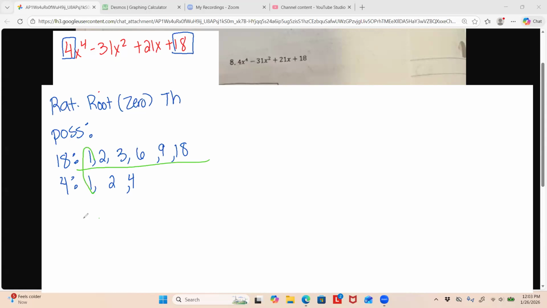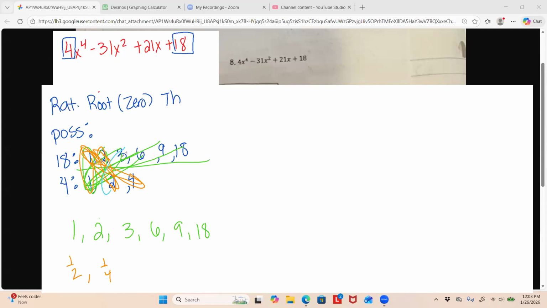So 1 divided by 1 is 1. 2 divided by 1 is 2. 3 divided by 1, 6 divided by 1, 9 divided by 1, 18 divided by 1, and now you've got to divide going this way. 1 divided by 1, we already did. 1 divided by 2, so that's a half. 1 divided by 4, that's a fourth. 2 divided by 2, well that's 1, that's already on the list, and 2 divided by 4 is 2/4, which is a half. It's already on the list.